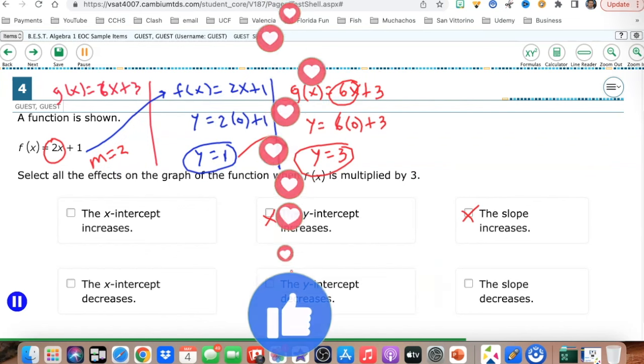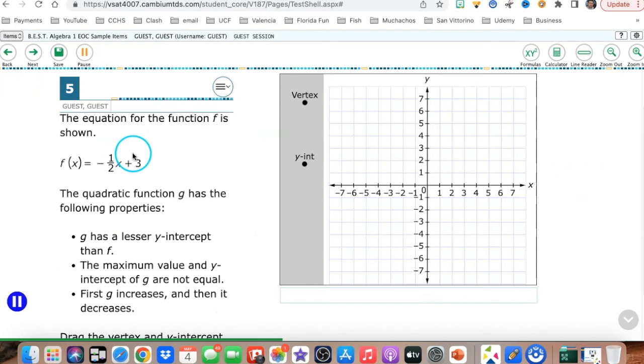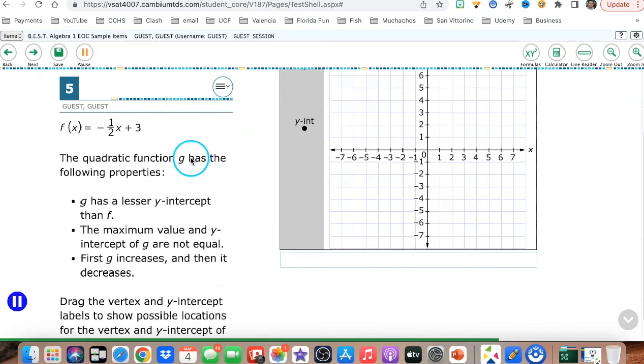Next problem. The equation for the function f is shown. The quadratic function g has the following properties. Now, look at this. This is g, this is f. So this is a different function. They give you one function, and now we're going to talk about the g function. G has a lesser value y-intercept than f. The maximum value and y-intercept of g are not equal.